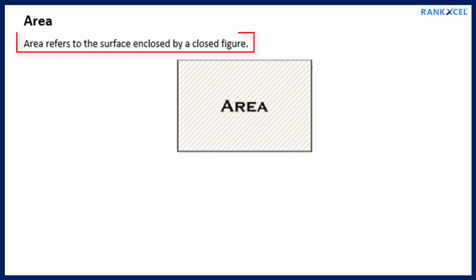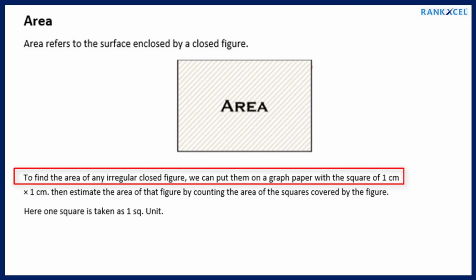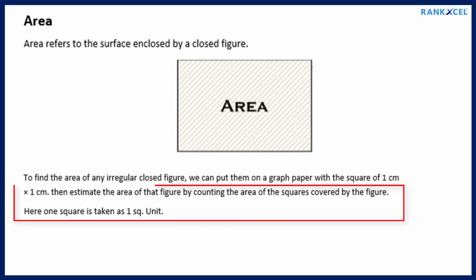Area refers to the surface enclosed by a closed figure. To find the area of any irregular closed figure, we can put them on a graph paper with a square of 1 cm times 1 cm, then estimate the area of that figure by counting the area of the squares covered by the figure. Here 1 square is taken as 1 square unit.